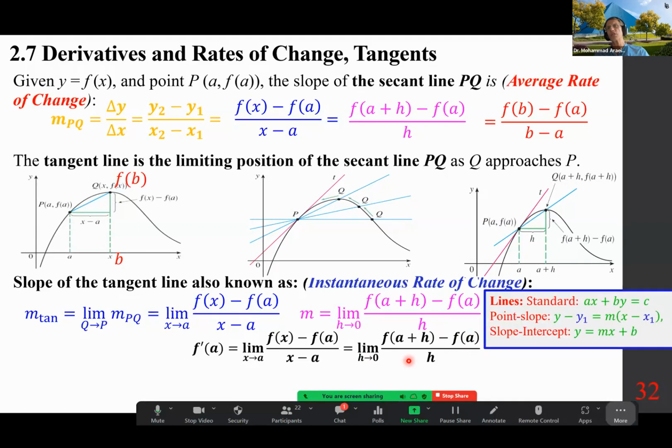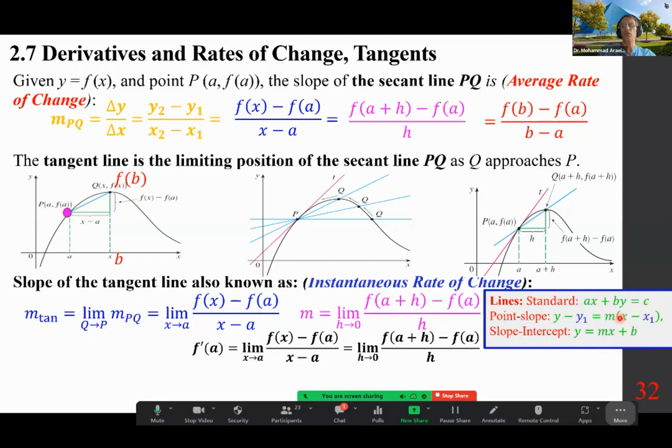Now, we are interested in finding the tangent line. So lines, we have the standard form, ax plus by equals c. Point slope, y minus y1 equals m times x minus x1. These are all elementary algebra. Slope intercept, y equals mx plus b. We normally solve for y to get there. So with that being the case, look at this point slope.